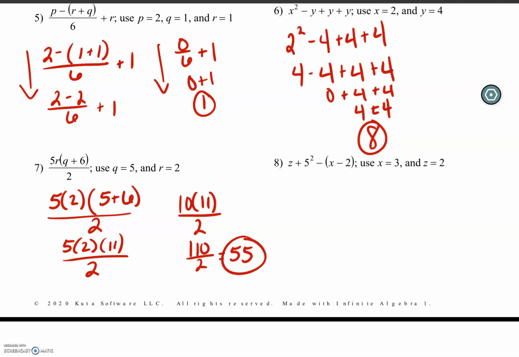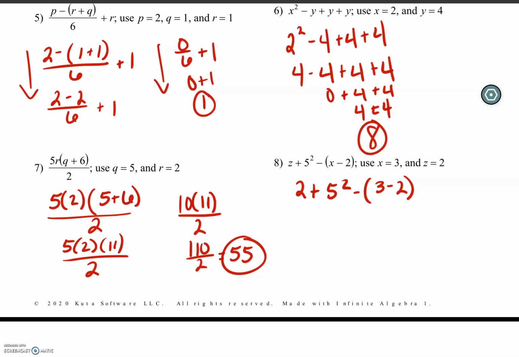All right, last one we're going to do together. z plus 5 squared minus the quantity of x minus 2. We are using 3 for x and 2 for z. So our new problem becomes 2 plus 5 squared minus the quantity of 3 minus 2.